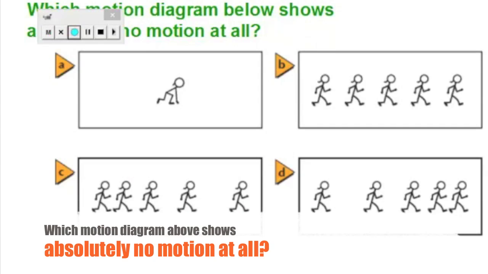I know you can't read the question, so I'll read it for you. Which motion diagram below shows absolutely no motion at all? Nothing, no motion. A, B, C, or D? See if you can think of it. Come on, shout it out before I circle it. I'm going to circle it. Oh, you're too late. Yeah, that's A.